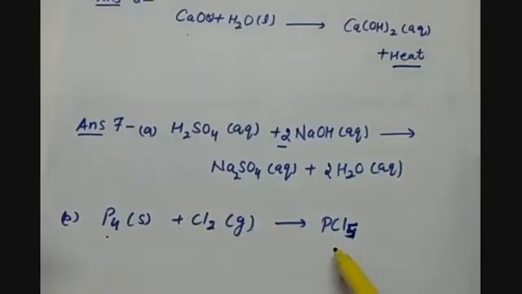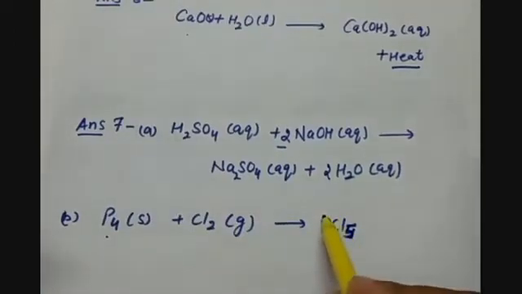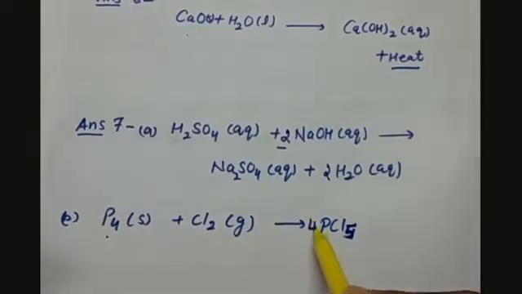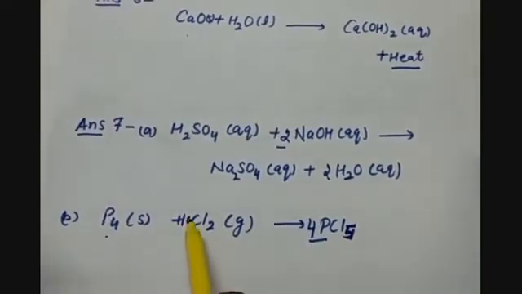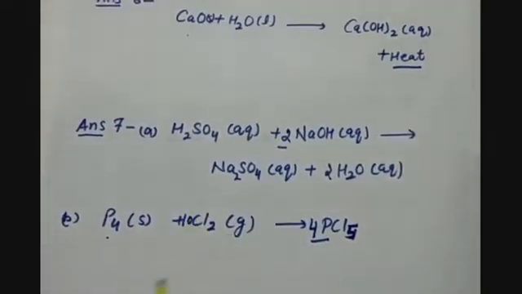So what we are going to do, if we have to balance the phosphorus, we multiply here by 4. So phosphorus is balanced now. Here now we have 20 chlorines. So if we write 10 here, then it will balance. It will become a balanced chemical equation.